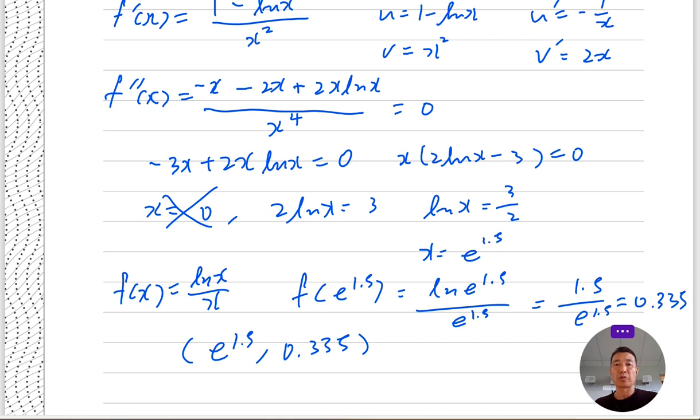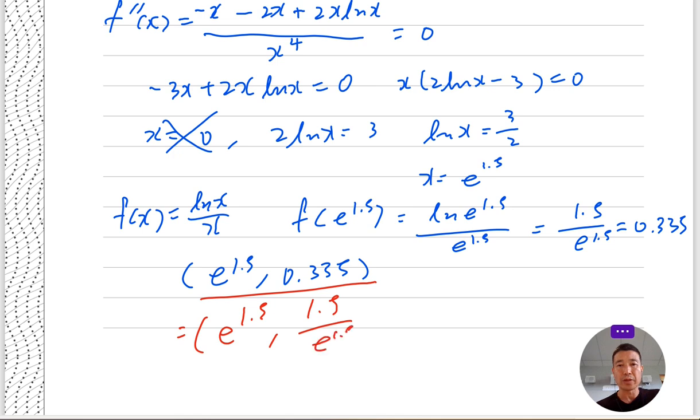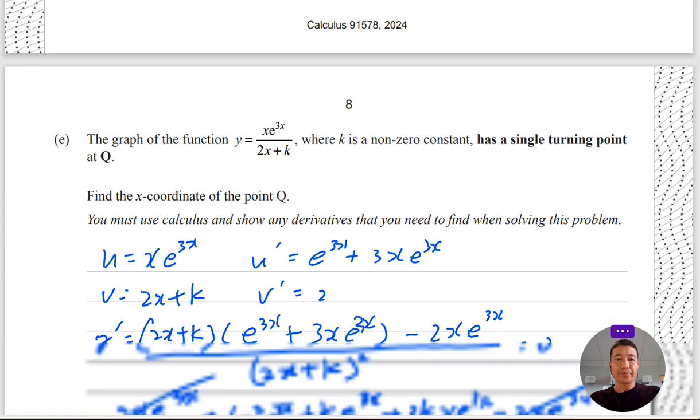So you plug e to the power 1.5 into the original function, and you get 1.5 over e to the power 1.5, which is 0.335. So when you answer it, you can write like this, or you just say 1.5 over e to the power 1.5. Doesn't matter. So I'm saying that's the same as e to the power 1.5, comma 1.5 over e to the power 1.5. Okay, next one.